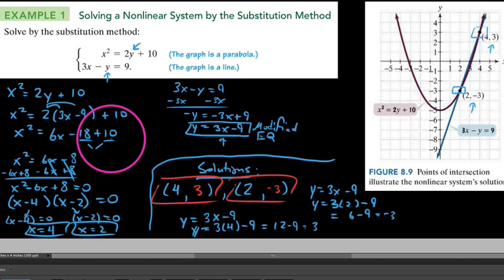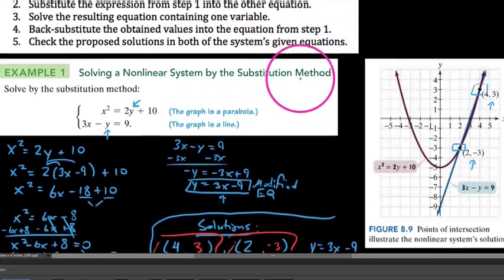So how this is different from substitution in a linear sense is that when you do your substitution, chances are you're going to end up with a quadratic equation you have to solve. I'm just going to tell you right now, chances are it's quadratic. And so your method is going to be to set it equal to 0 and factor it. And if it doesn't factor, at least if it's in standard form, then we can use the quadratic formula to solve it.